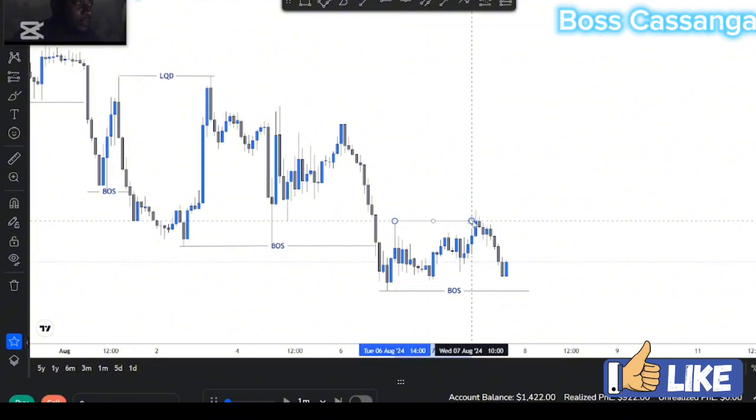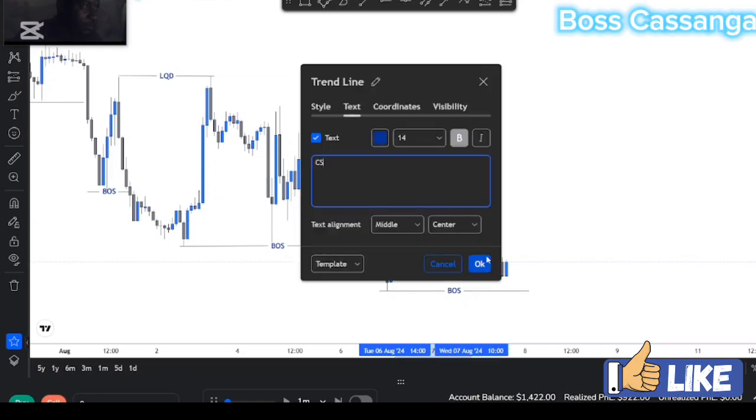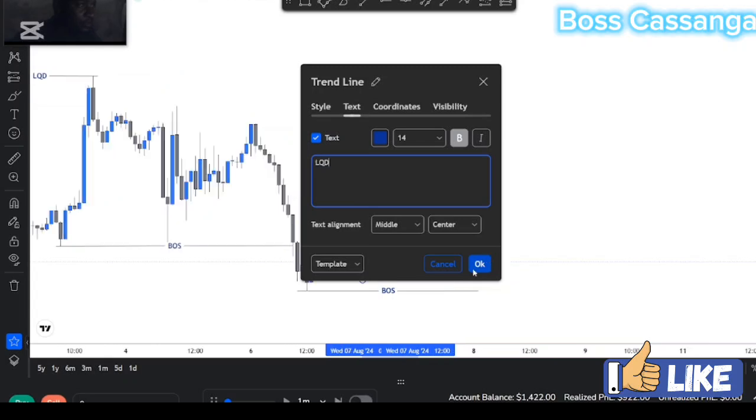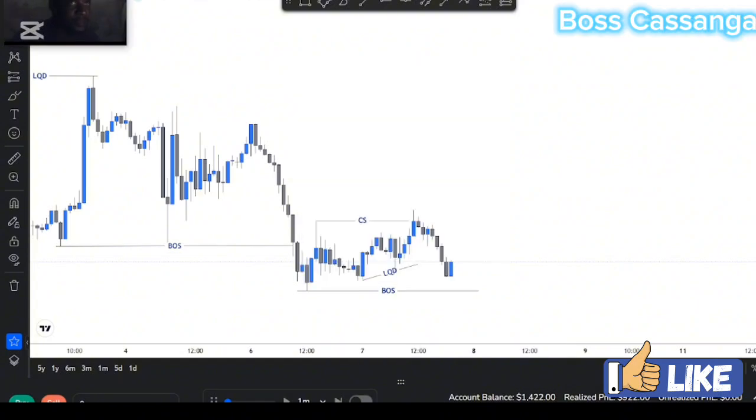Okay, we have a change of structure. CHoCH, that's a change of structure. For me, all this could be liquidity just sitting here. That's just liquidity sitting here for me. Now I'll just go to the lower time frame and see what's happening.